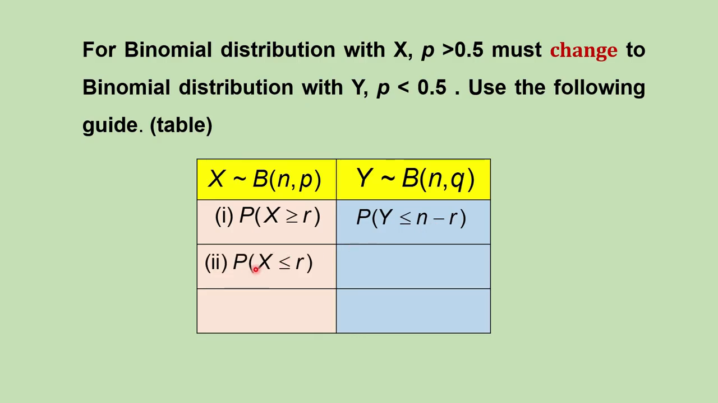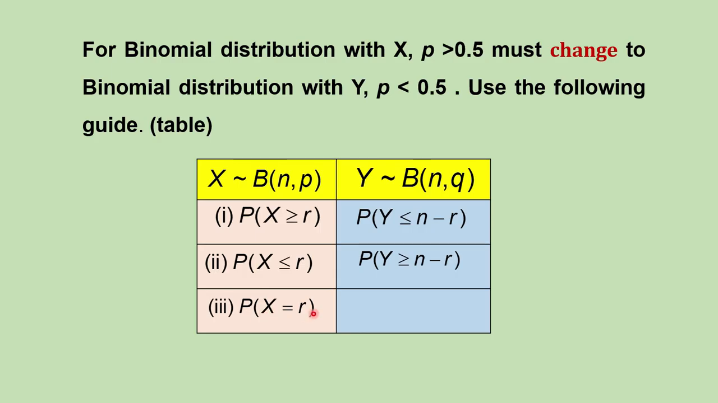For number 2, probability X less than or equal to r. When you change to Y, you must change the inequality from less than or equal to more than or equal to n minus r. Okay, what about the third one?